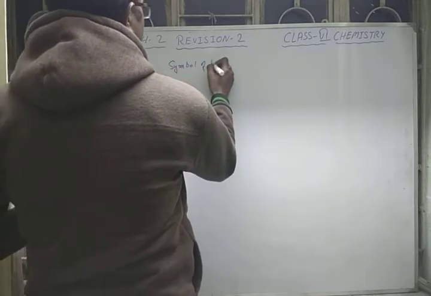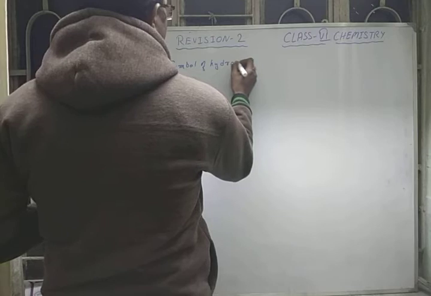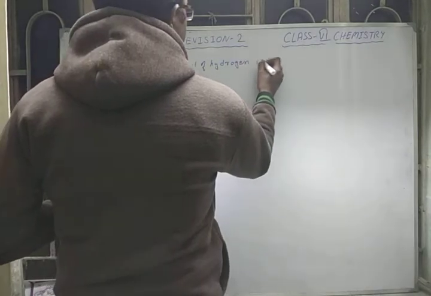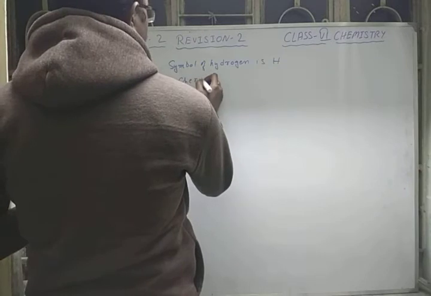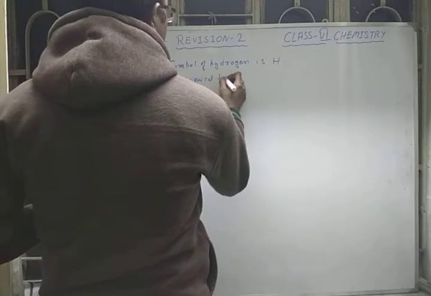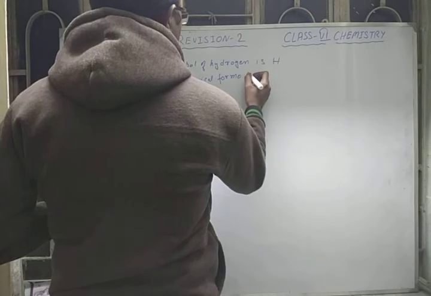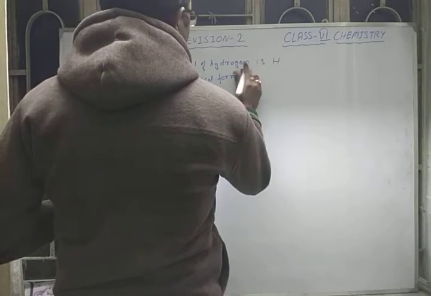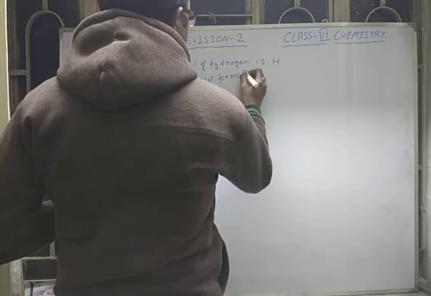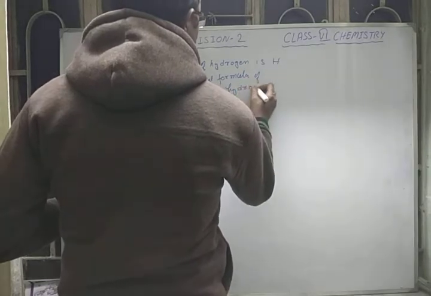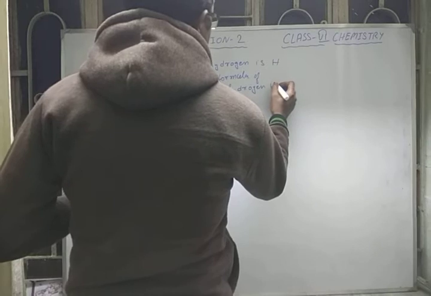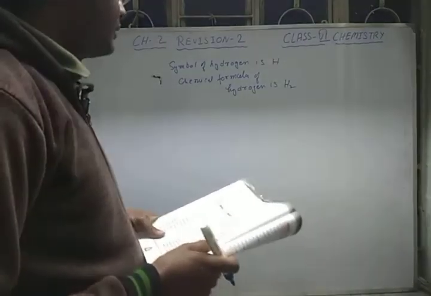Okay, so the symbol of hydrogen is H, but chemical formula of hydrogen is H2. So in this way you have to represent it.